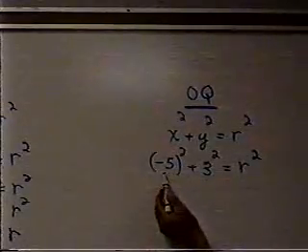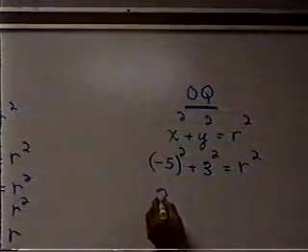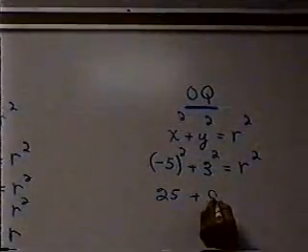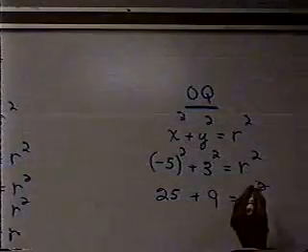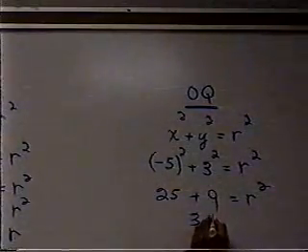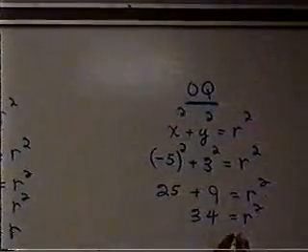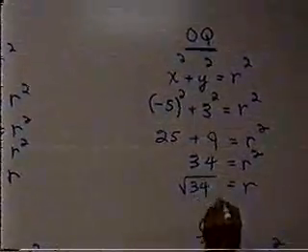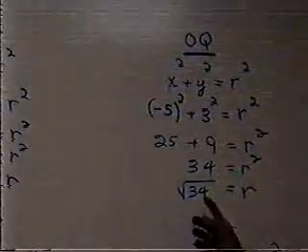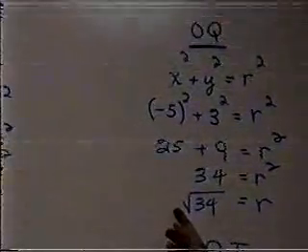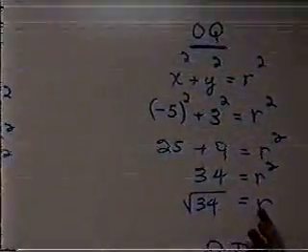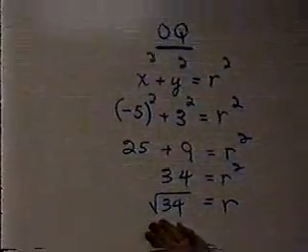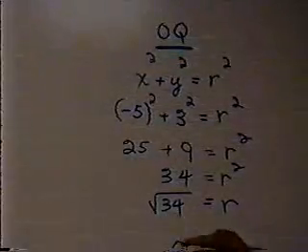All right, so we have x squared. Well, x was a minus 5. We square that, we get 25. And y was 3. We square that, we get 9. And so r squared is equal to 34. So therefore, r is the square root of 34. Don't put a plus and minus in front of it because r is always positive. Therefore, the answer is a positive square root of 34.